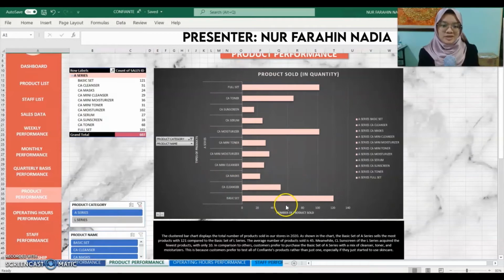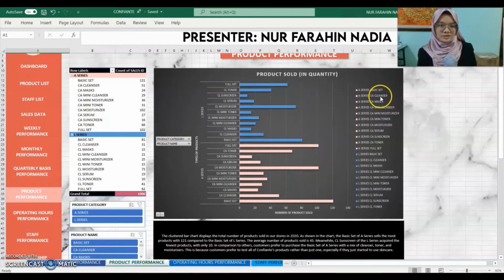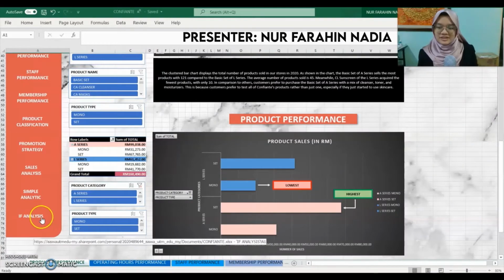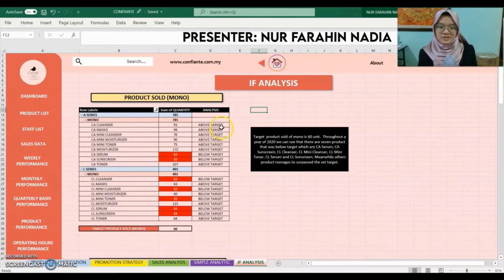As you can see, basic set is the highest product sold for A series. Clear filter. And it will be back to normal. Lastly, the IF function that we use in our IF analysis. So here we use IF function to indicate or determine the above target and below target.